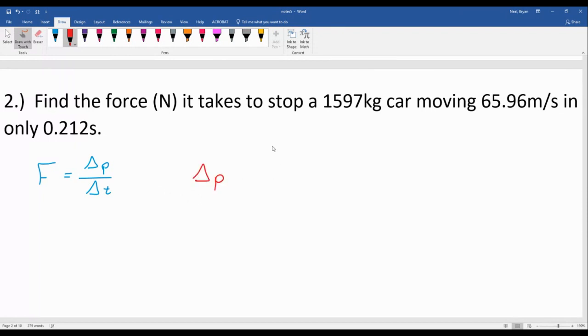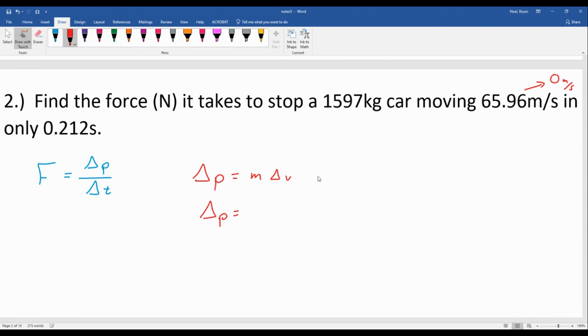Our change in momentum, this thing comes to a stop. So we're going to see that this thing comes down to 0 meters per second, or we can see that as zero momentum when it stops. So technically, what we've got is mass times change in velocity, but it's not always necessary to draw all the different change delta symbols.